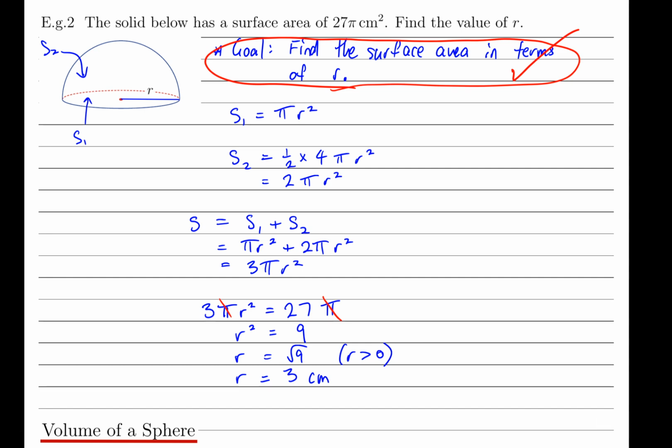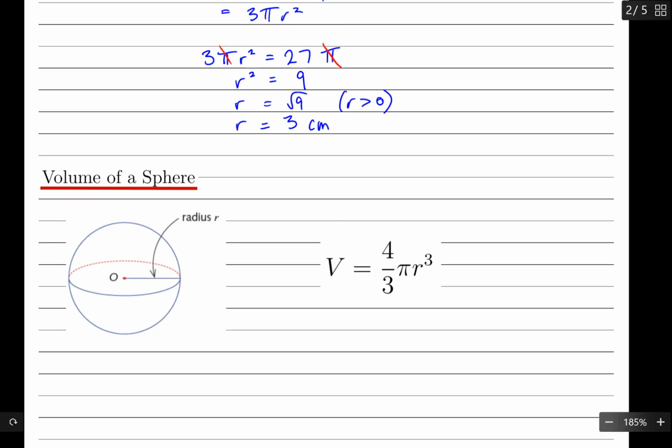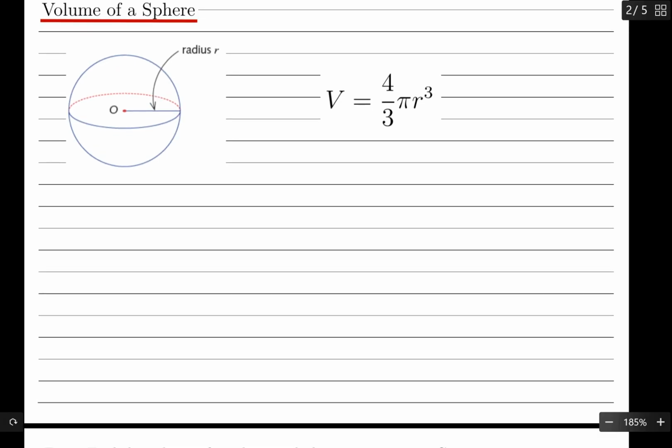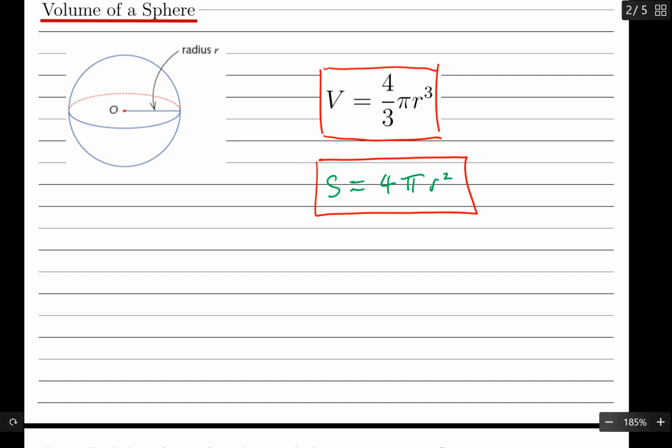Let's move on to volume of a sphere now. And I've got the result here. The volume of a sphere is 4/3 pi r cubed. And just very quickly, I'm going to write out the formula for surface area again. It's 4 pi r squared. You can imagine a lot of people will get these confused. They'll want volume, so they should be using this formula, but they'll accidentally use the other formula or vice versa.